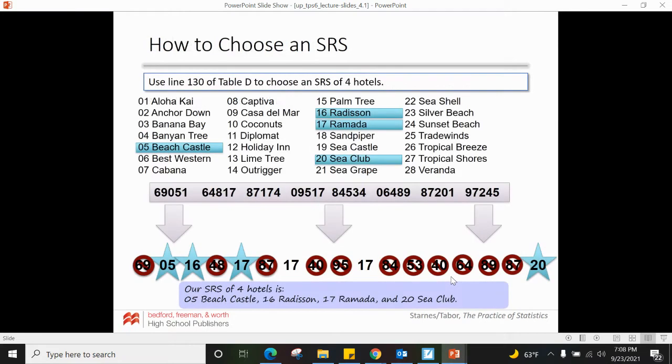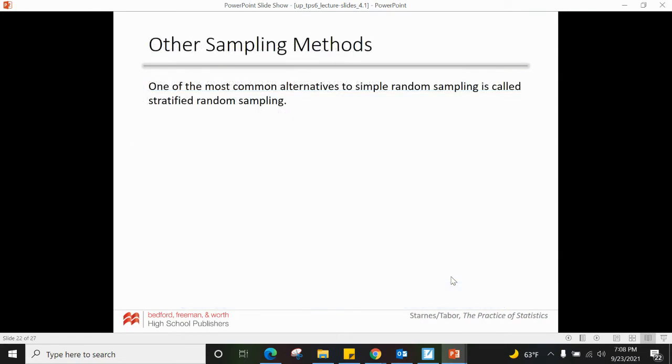Now that was just an SRS. There's multiple other ways to do it. One of the most common alternatives to a simple random sample is called stratified random sampling. And there's one main benefit here that we want you to understand.